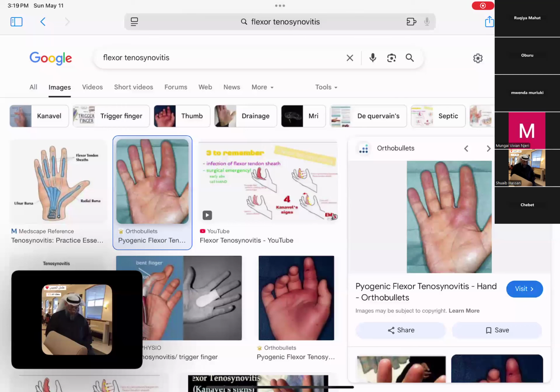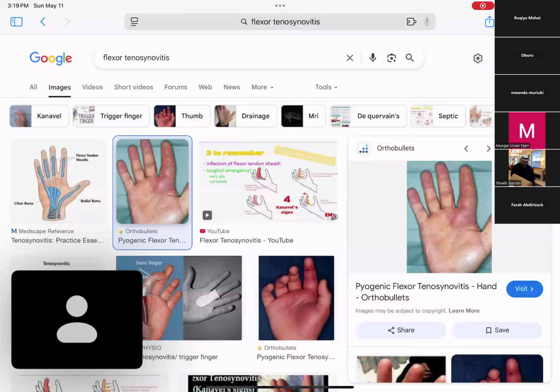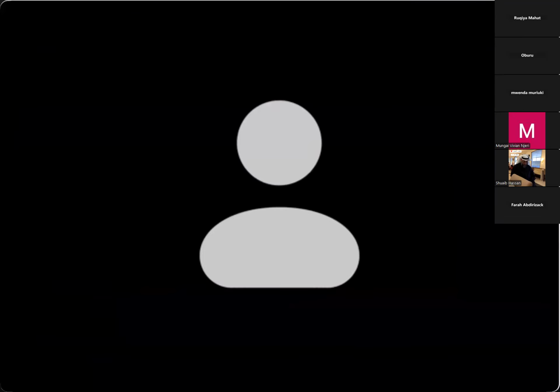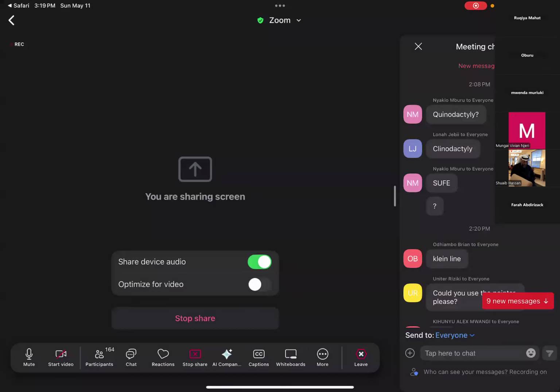Then you can also have herpetic whitlow. Then you can have an infection of the flexor tendon palm space, which is known as a felon. Okay. So those are some of the hand infections.